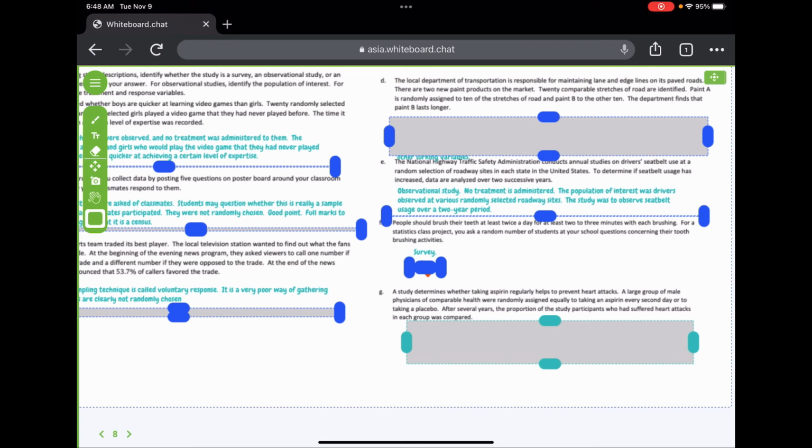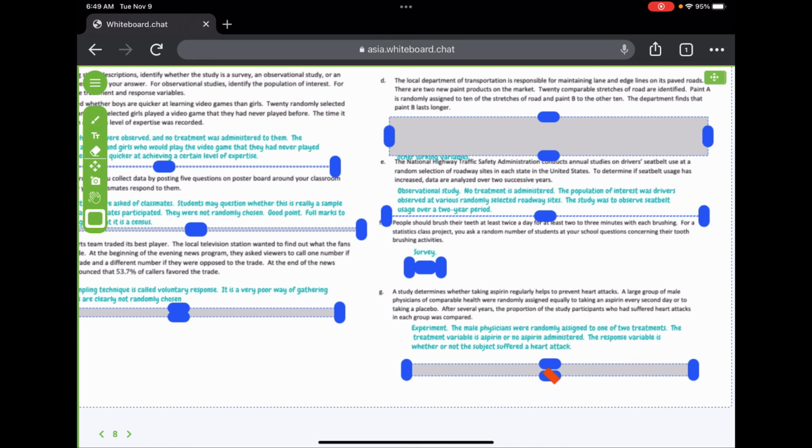A large group of male physicians of comparable health were randomly assigned equally to taking an aspirin every second day or taking a placebo. After several years, the proportion of the study participants who had suffered heart attacks in each group were compared. So I think this is obviously going to be an experiment because you're giving them either aspirin to take or a placebo. So those are the two treatments. Okay? But the response variable is whether or not they suffered a heart attack.